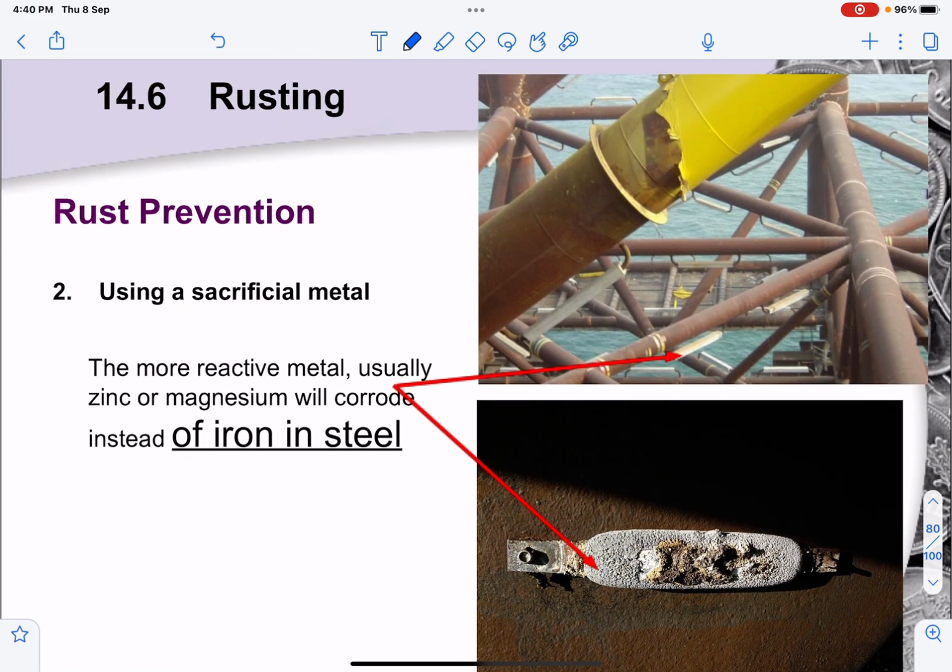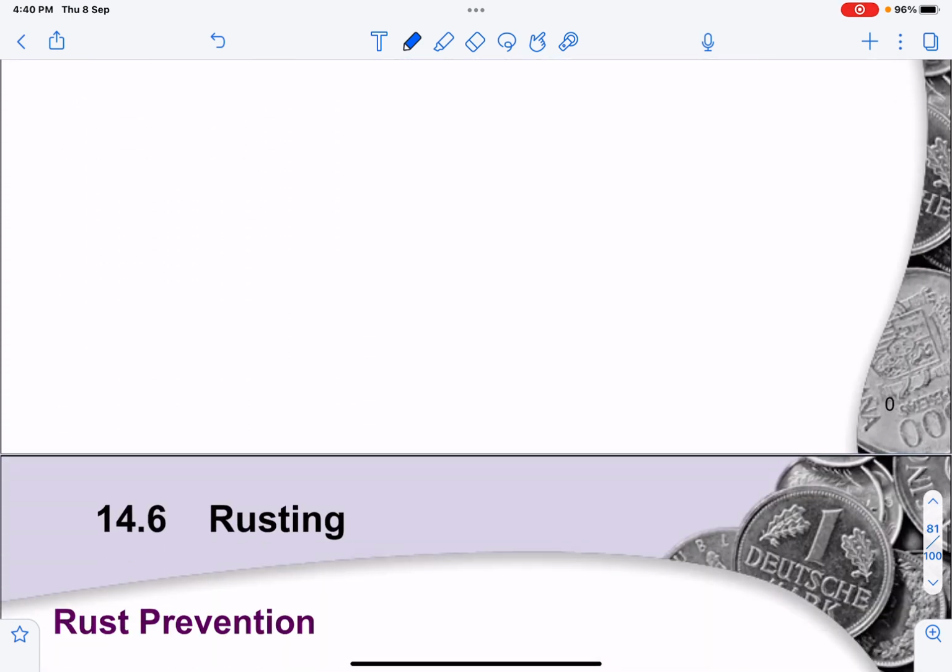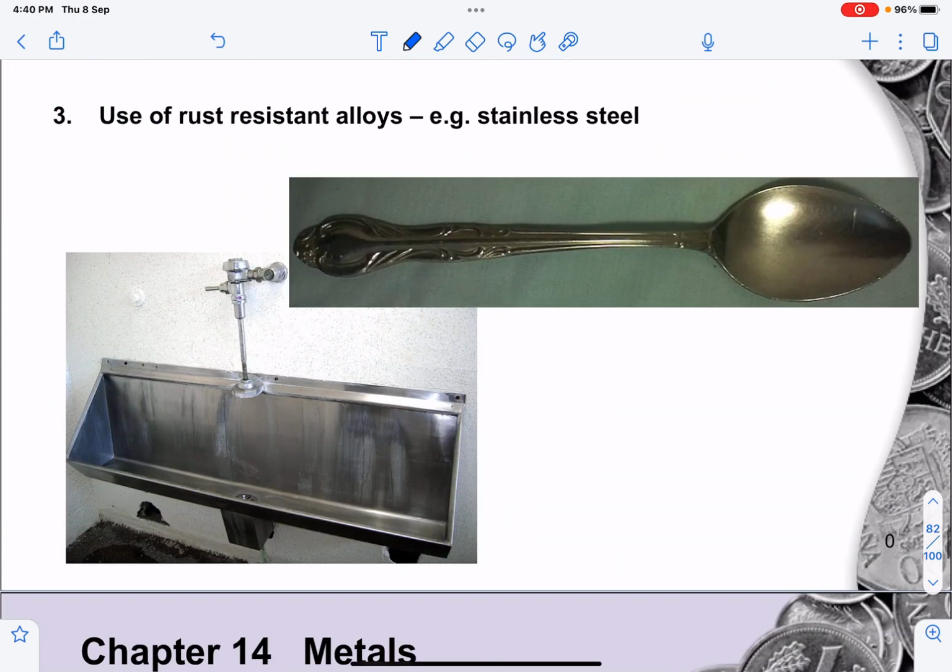Then of course, using a sacrificial method, in this case where a more reactive metal, usually zinc or magnesium, will corrode instead of iron in steel. This one, right, tends to be quite expensive, and you have to do a lot of maintenance to replace the sacrificial metal. Then of course, your stainless steel for your utensils.